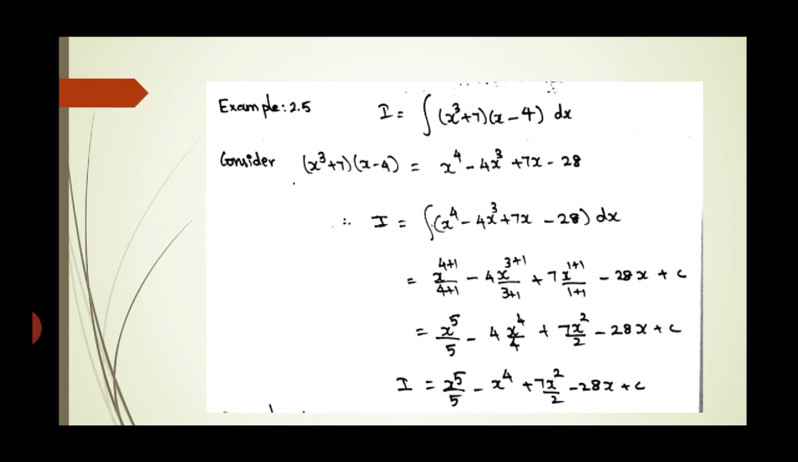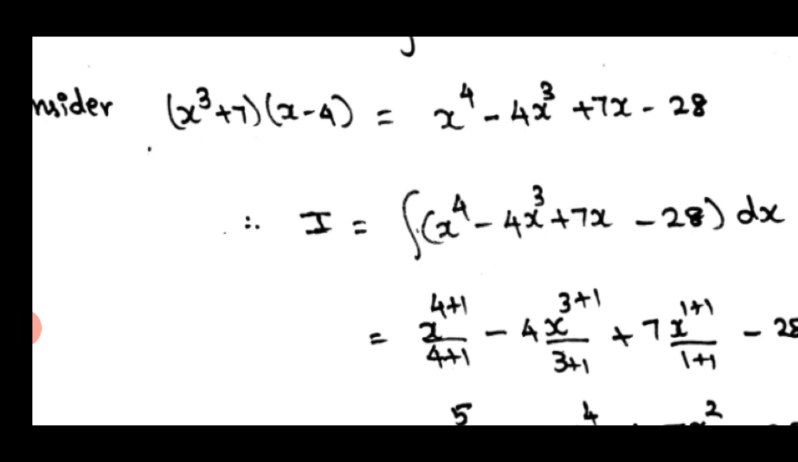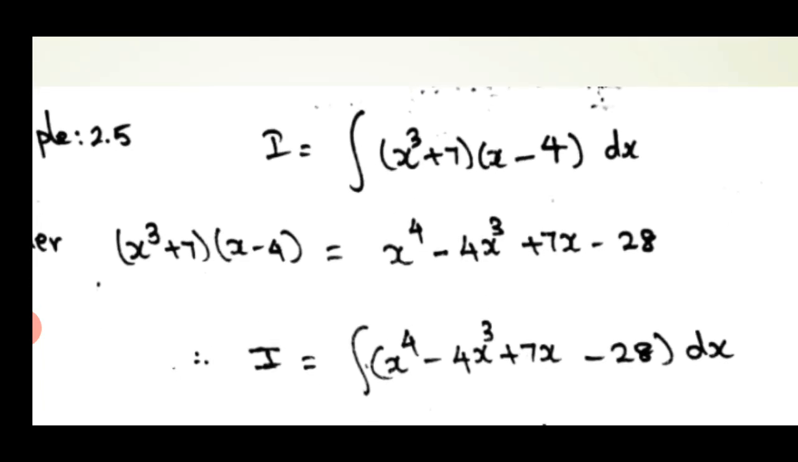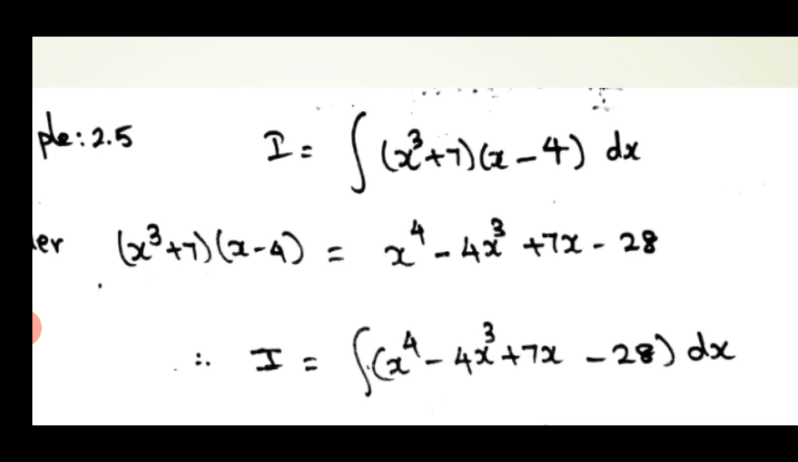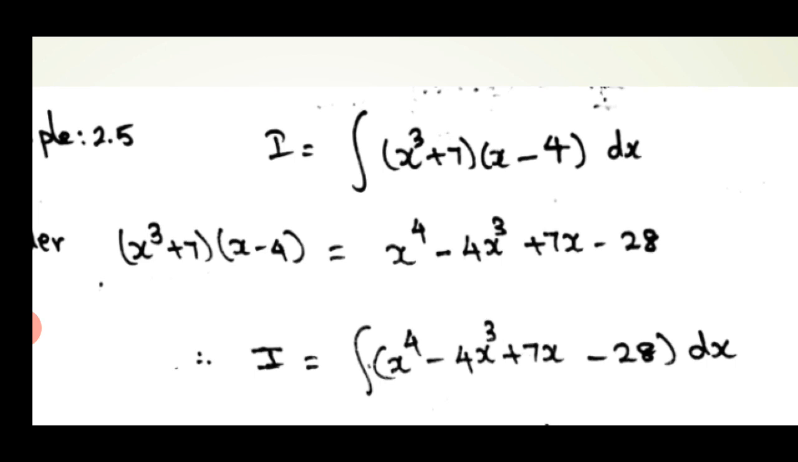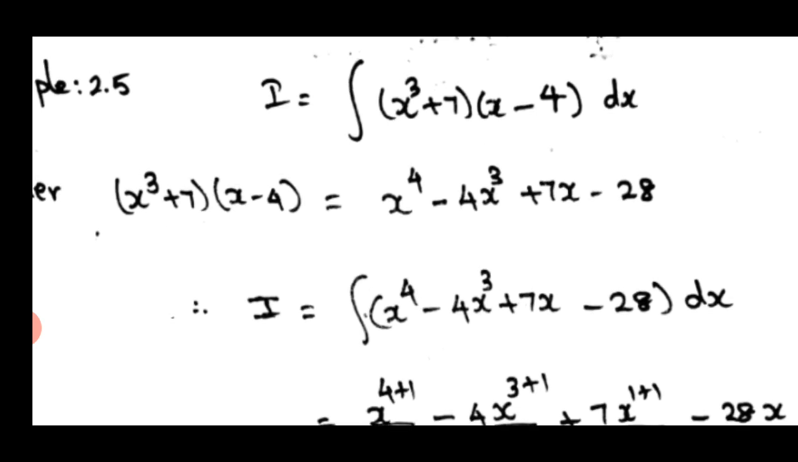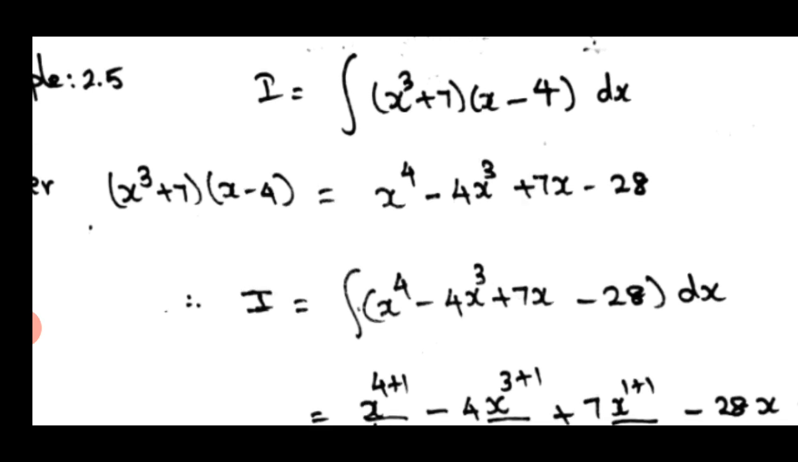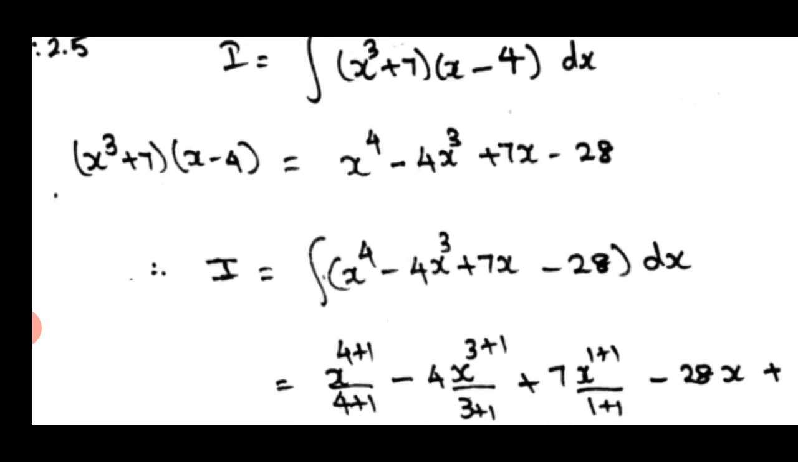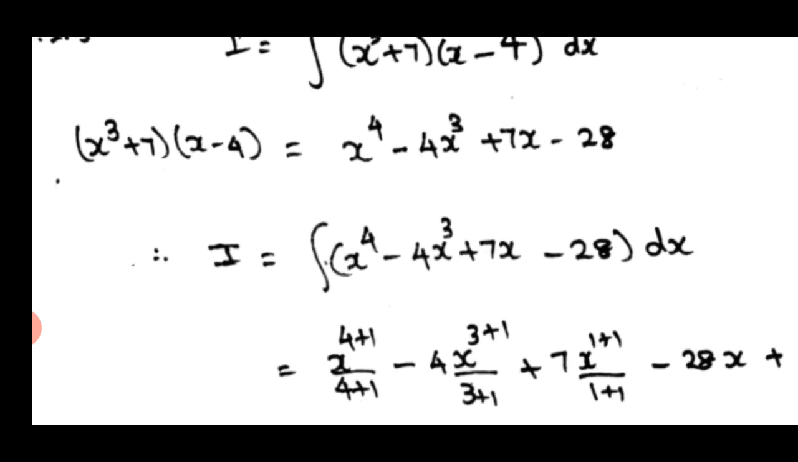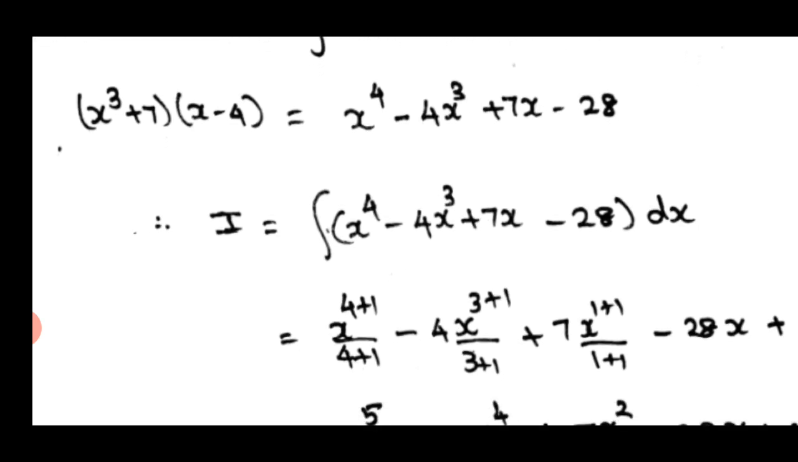Take x cube plus 7 and x minus 4. Multiply x cube with x, so you get x power 4. Multiply x cube with minus 4, so you get minus 4x cube. Then take plus 7 and multiply with x, so you have 7x, and take 7 and multiply with minus 4, so you get minus 28. So when you simplify the two brackets, you get this answer. Now take it and replace it in the question. So I equals integral of x power 4 minus 4x cube plus 7x minus 28 into dx.